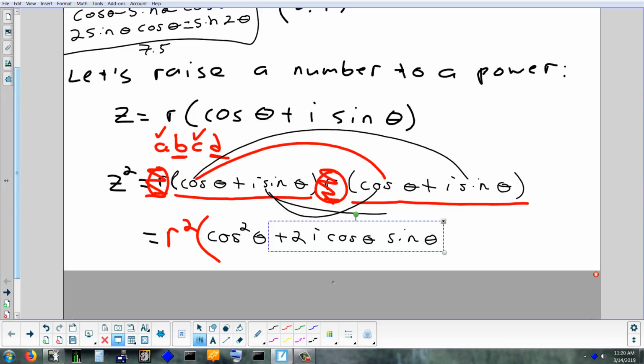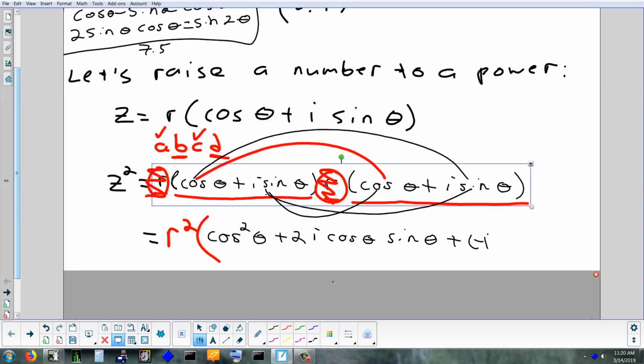And now the last part. I sine times I sine. Well, what's a positive times a positive? Positive. I times I is how much? -1. And cosine, sine times sine. Sine squared.